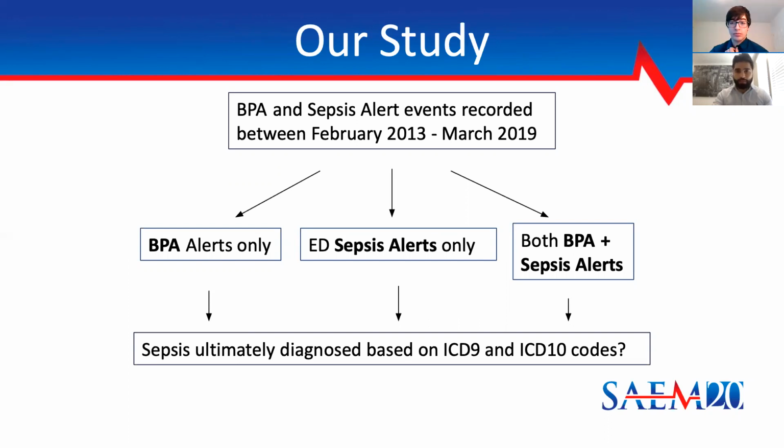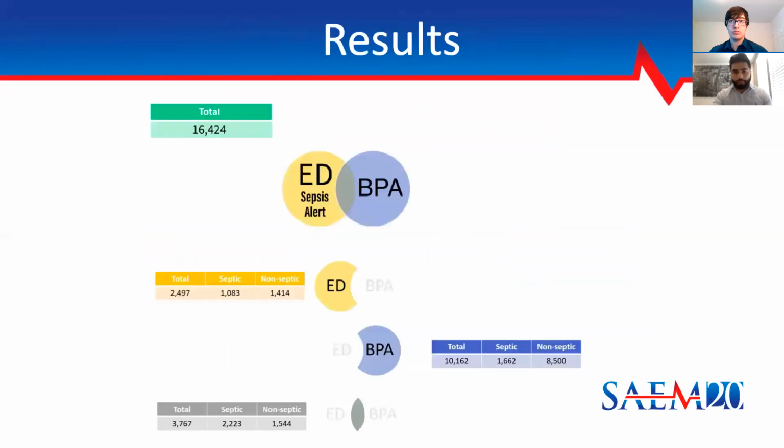From these, we stratified the patients into 3 groups. The first group is patients who have received a BPA alert alone. The second group is patients who have received a sepsis alert alone. And the last group is patients who received both a BPA and a sepsis alert. We then examined the accuracy of the BPA and sepsis alerts by determining whether the patients in these categories were ultimately diagnosed with sepsis based on ICD-9 and ICD-10 coding.